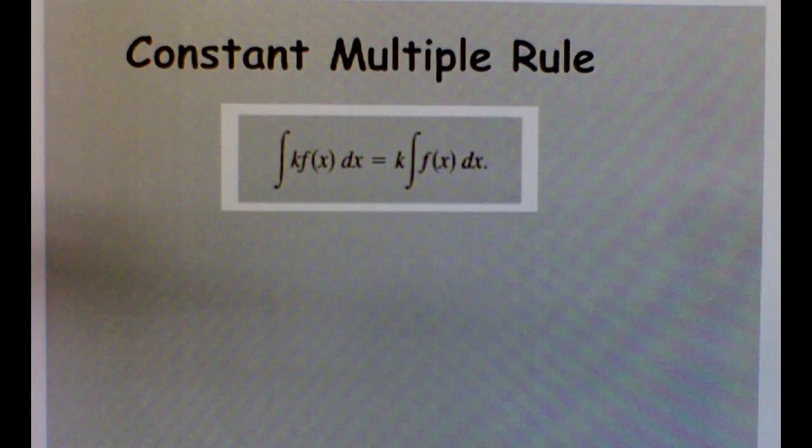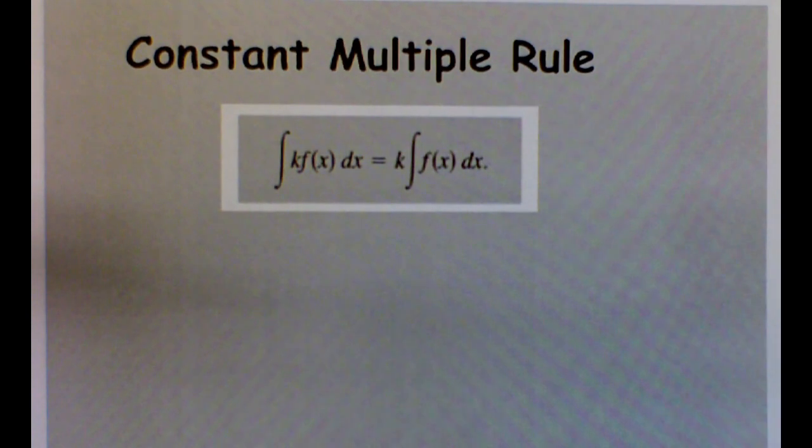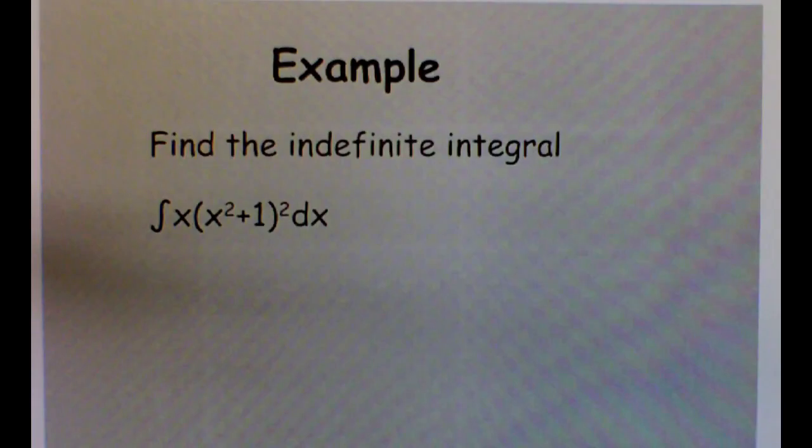Integration has the constant multiple rule. If I have a constant times a function inside my integral, I can take that constant out front. Just remember that that's always an option. Now let's find a definite integral. We start with finding a u substitution.